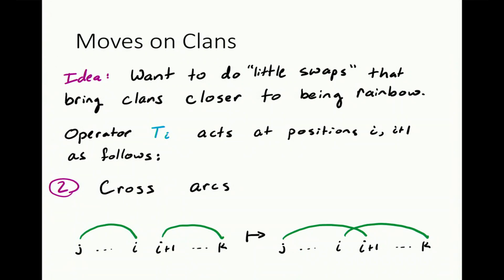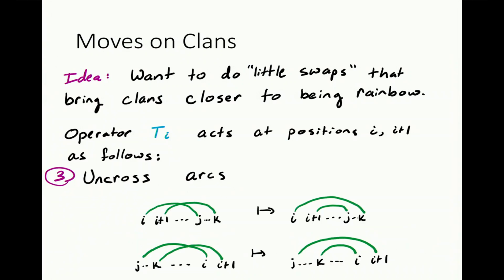Another is we might have two arcs that are butting up next to each other. One has an ending arc at position i, and one starts a new arc at position i plus 1. We need eventually all our arcs to be as nested as possible, and right now they're not. The only way to get one arc to go under the other is to have a crossing happen. We have to have a crossing in order to move one arc under the other. And so that's what happens here. If you have two arcs next to each other and you act by T_i at position i, you can cross those arcs.